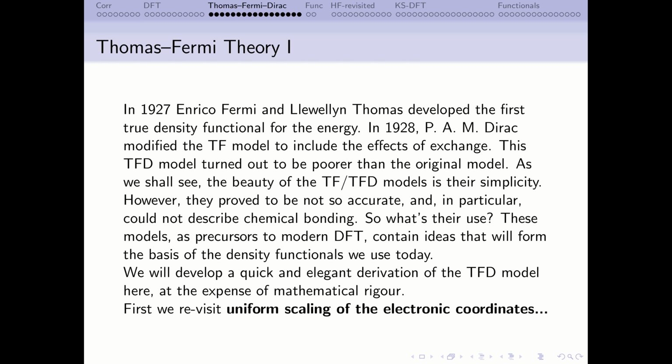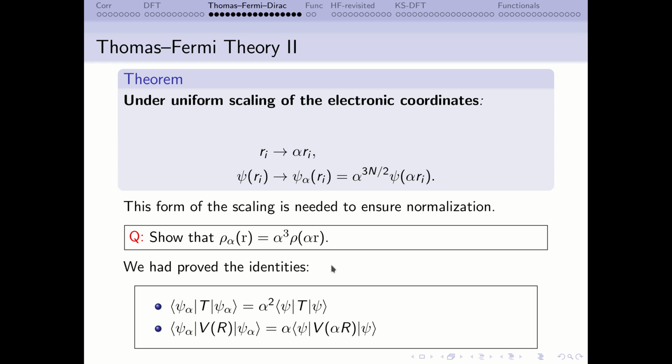Now, in order to see what Thomas and Fermi did, there are many ways of approaching this. The way we are going to do it is through what's called uniform scaling of the electronic coordinates. Now, this is something I have already put up a video and some derivations of what uniform scaling means, so you need to have a look at that before going forward. This is what we're going to do in brief. By uniform scaling, we mean that we take the electronic coordinates Ri and we scale them all by a constant alpha. Now, alpha is non-zero, obviously. It's also a positive quantity.